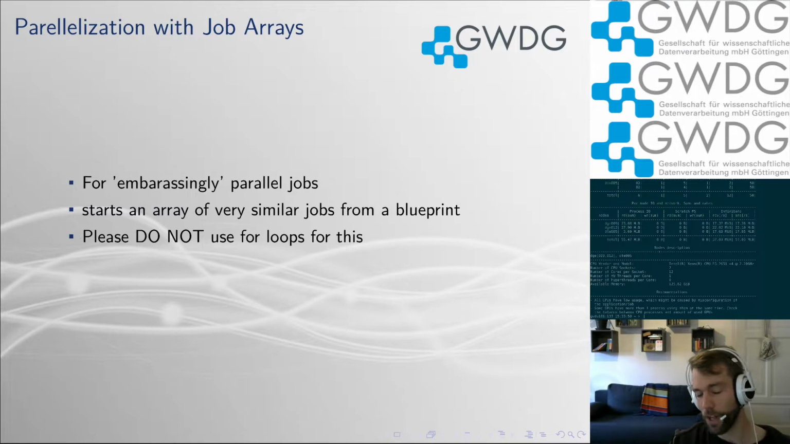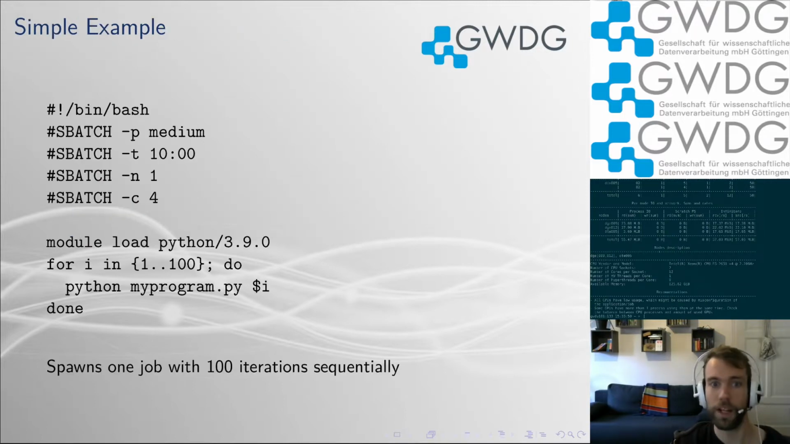You can start an array of very similar jobs from essentially a blueprint, and you could also think, well, I could also just use a bash for loop to sbatch a number of different jobs. Please don't do that. Use arrays for that, because if you use sbatch in a for loop to submit jobs, it will slow down our scheduler quite significantly because it's not made for that. Job arrays, on the other hand, are cool.